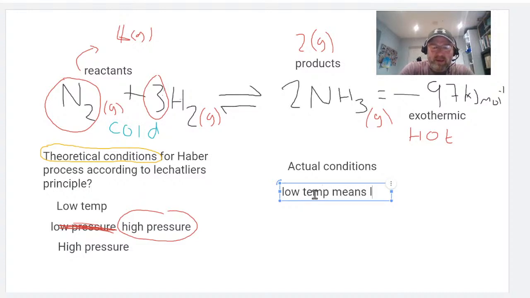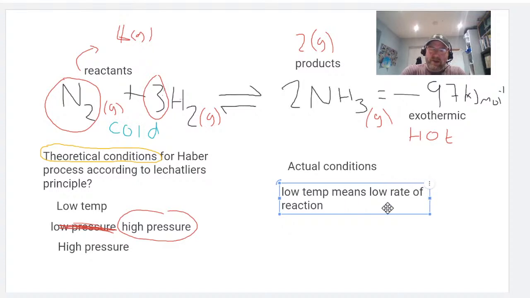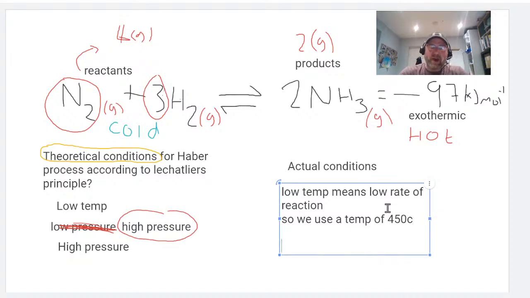Low temp means low rate of reaction. So you might get a high yield. You might get the perfect amount of ammonia, but it might take you 2 years and you ain't going to make any money. So you're like, hey, I don't care if I only make 10% ammonia and 90% stays as hydrogen and nitrogen, but I'm going to do it quickly, sell it and make my money. So low temp means low rate of reaction. So we use a temp of 450 degrees, which is pretty high. So we actually take a crappy yield because we just want to make the stuff quick.